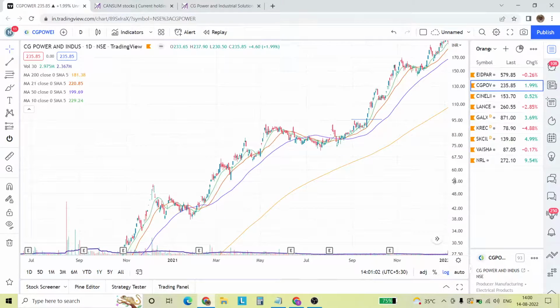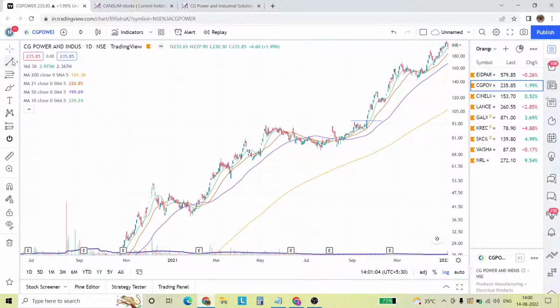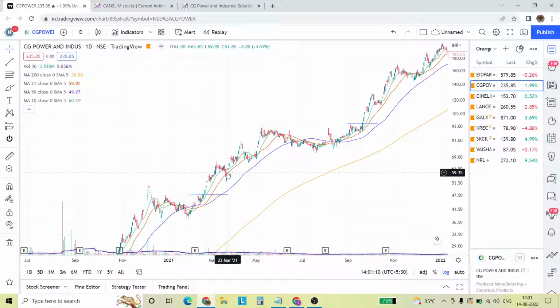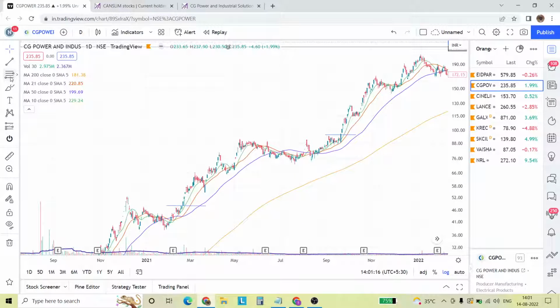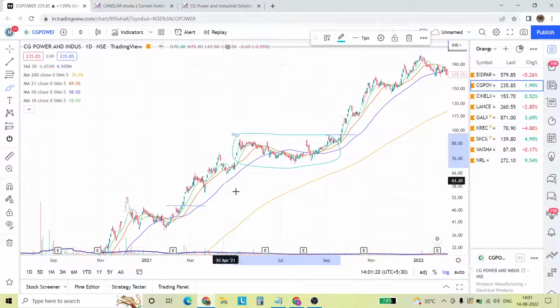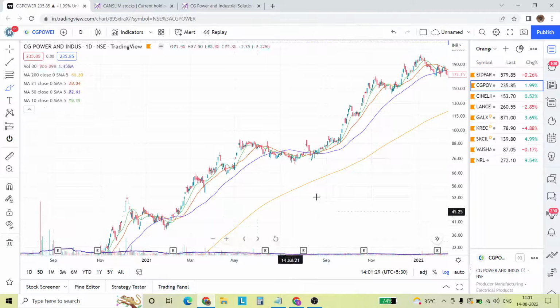So here also, if you see, we had a great opportunity over here. If I had taken it here, probably I would have been out at this point, and I don't want to sit through this kind of phase. This is a basing phase for 3 months. In these 3 months, I can move this money somewhere else and compound like anything. So that's the point.